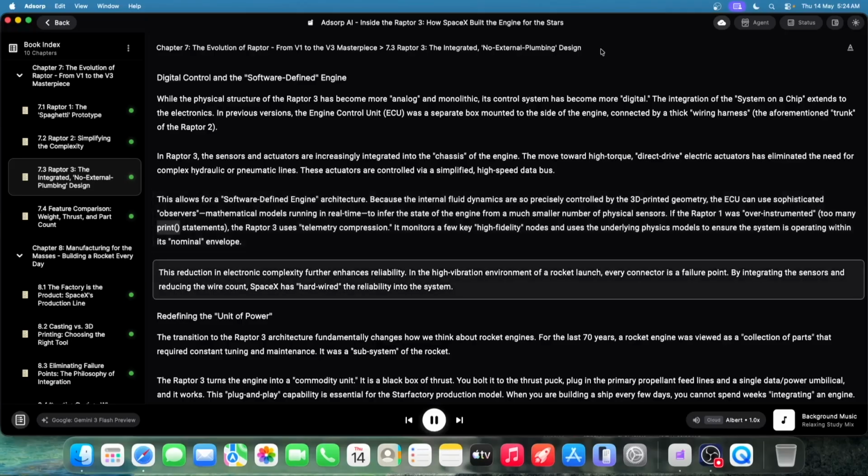And this reduction in electronic complexity further enhances reliability. In the high-vibration environment of a rocket launch, every connector is a failure point. By integrating the sensors and reducing the wire count, SpaceX has hard-wired the reliability into the system.